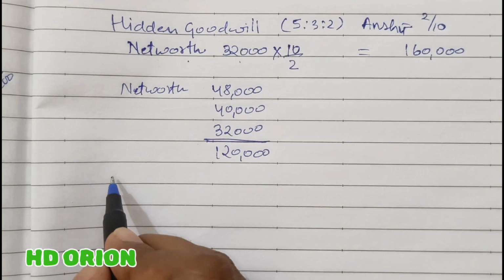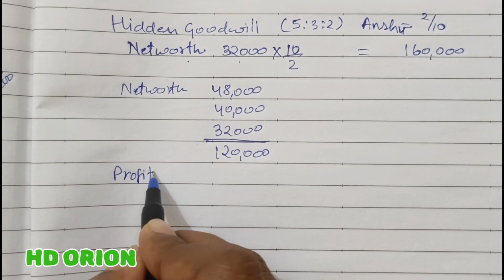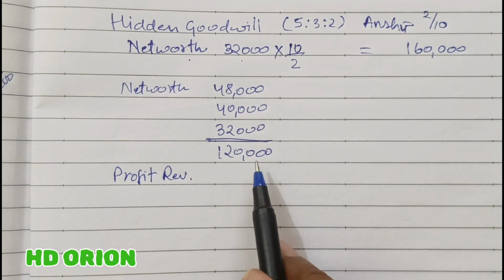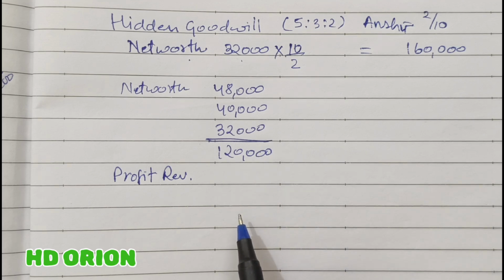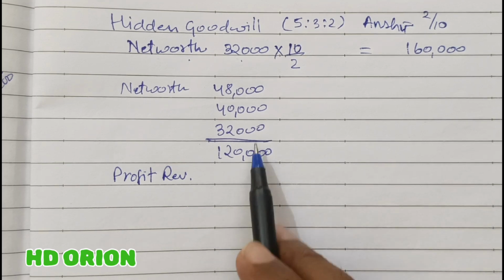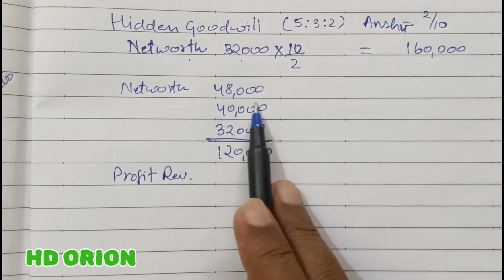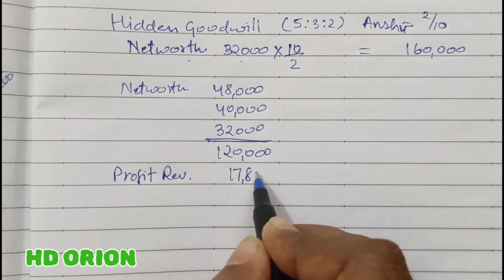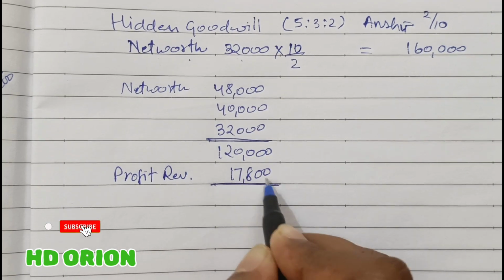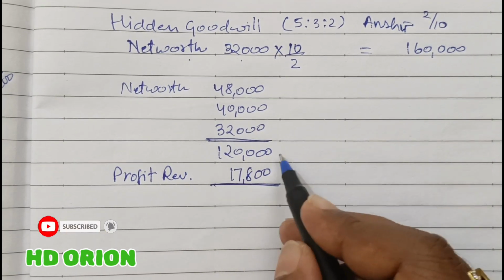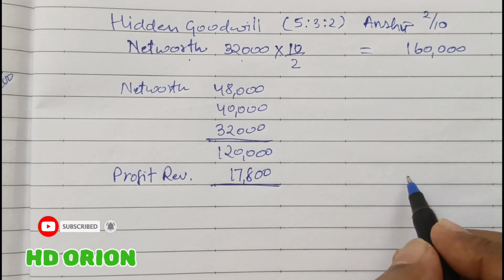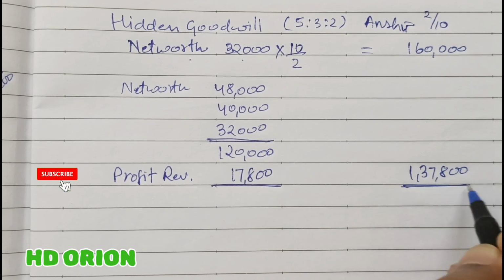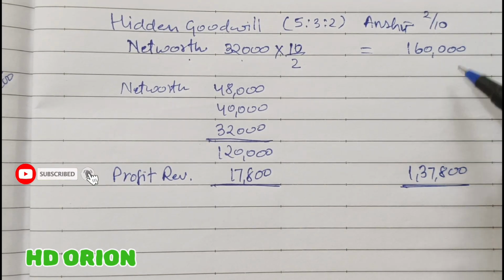That is not all. Profit on revaluation also we have to add, because the benefit is going to be transferred to the partners' capital accounts, and as a result this profit on revaluation will increase the capital balances. Therefore we will add rupees 17,800. Now the actual net worth of the firm, when you add this, you get an amount of rupees 1,37,800. Now the difference between these two is goodwill.